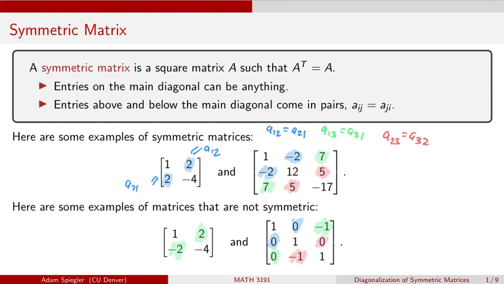Okay, so this will be a short video. I just want to make sure it's clear what a symmetric matrix is. I'm going to do a quick little recap of diagonalization of matrices before we take a look at what's special about diagonalizing a symmetric matrix.